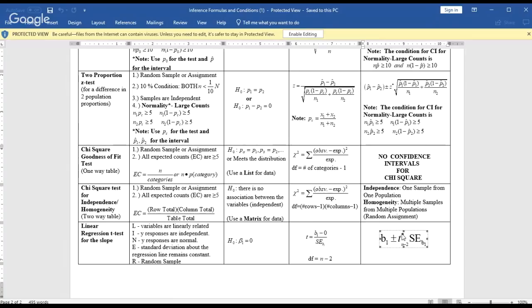Where were we? So I went through all inference. We talked about the probabilities. We talked about type 1, type 2 errors. Talked about confidence intervals. We talked about chi-square.